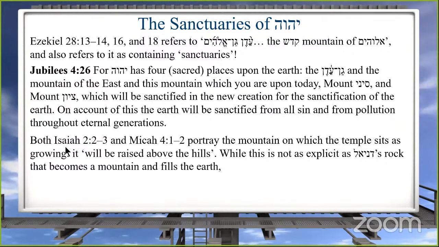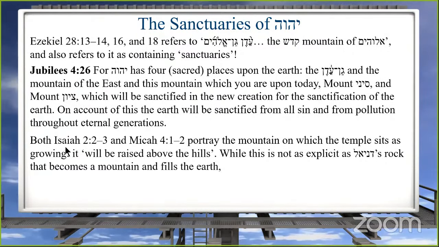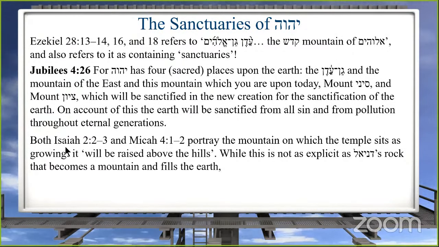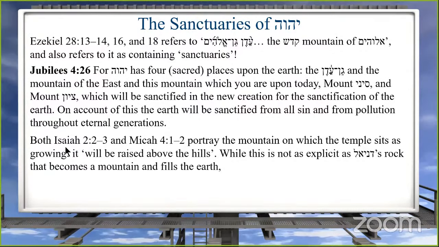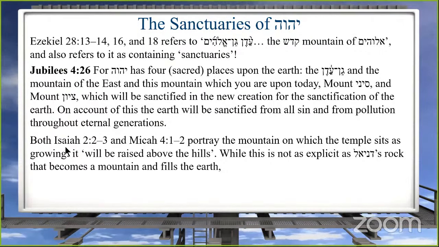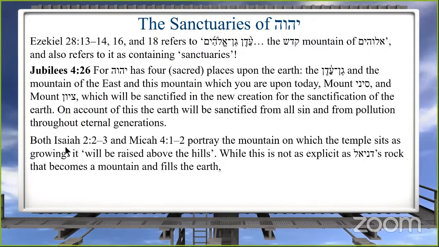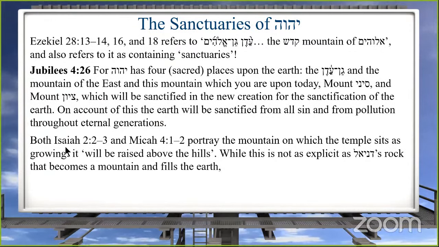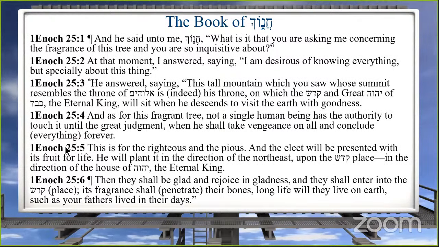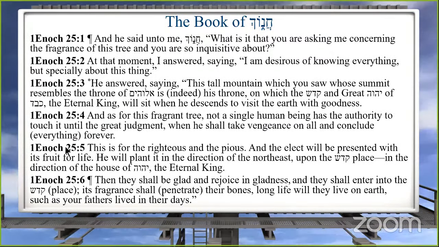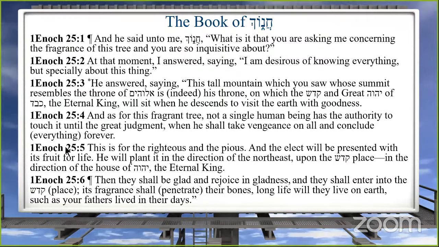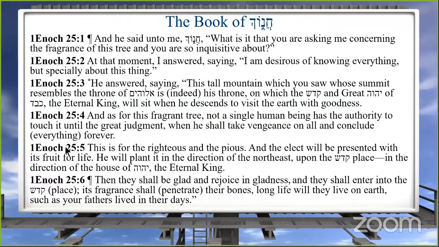I digress. Okay, all right, so both Isaiah chapters 2 and 3 and Micah 4:1 and 2 portray a mountain on which the temple sits as growing. It will be raised above the hills. While it is not as explicit as Daniel's rock that becomes a mountain and fills the earth, it's still going to be growing. So we're going to see how that works next week. And the last part we have is Enoch. I want you guys to hear this story and tell me what you think about it, and then we'll finish up next week on this part.